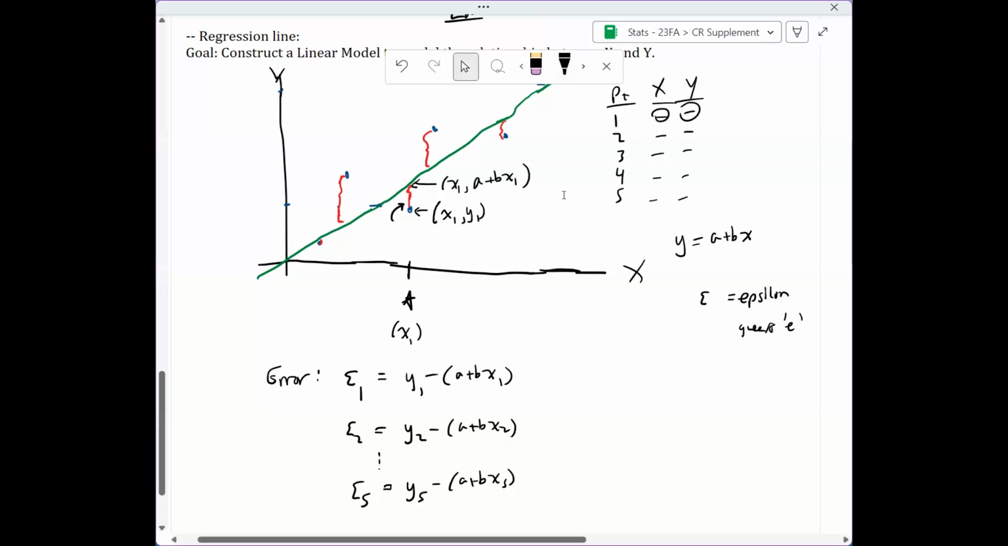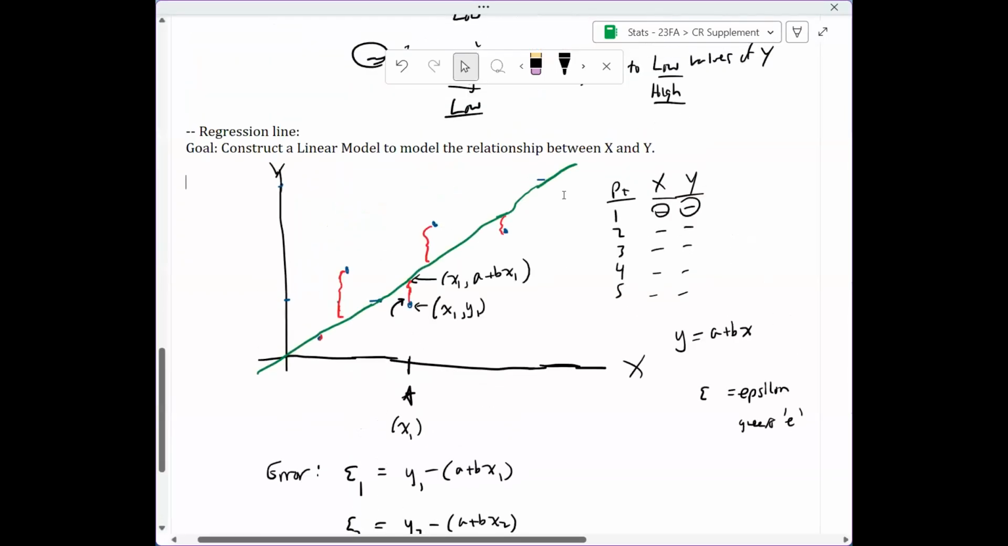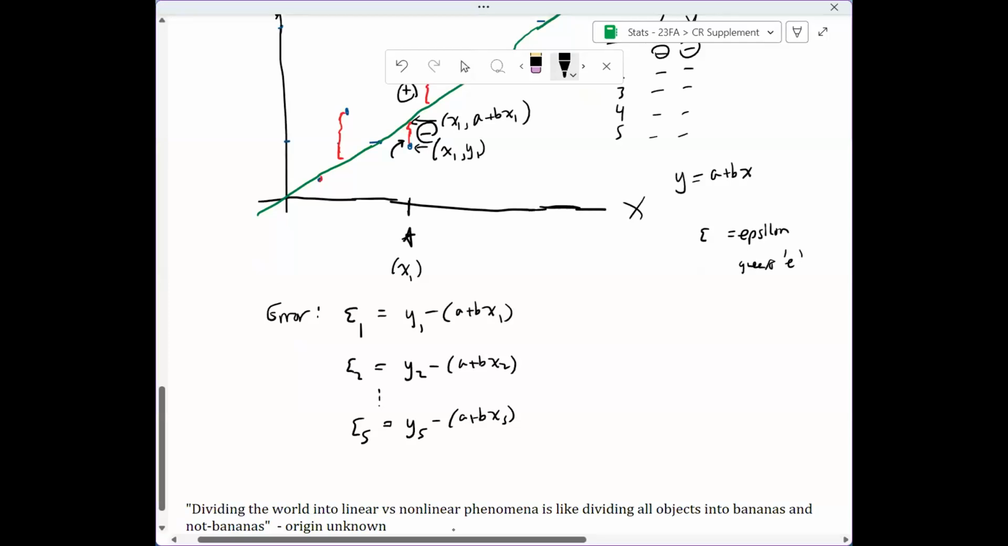Now I want to somehow combine these into one total error. But I do notice that, for instance, this error is going to be negative, but this one positive. If I just add them up, I have that same problem back in chapter 3 when I was making the variance. When I add these up, there's a lot of cancellation. I don't want them to cancel. I want everything to come in the same direction. So I do what I did back in chapter 3. I'm instead going to look at the squared errors.